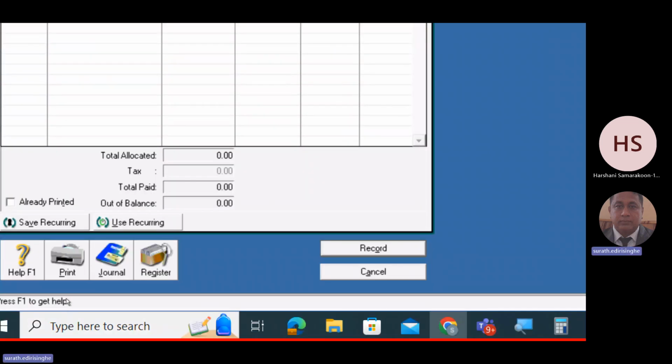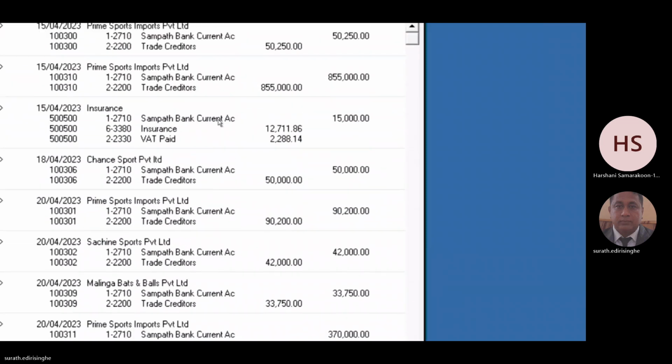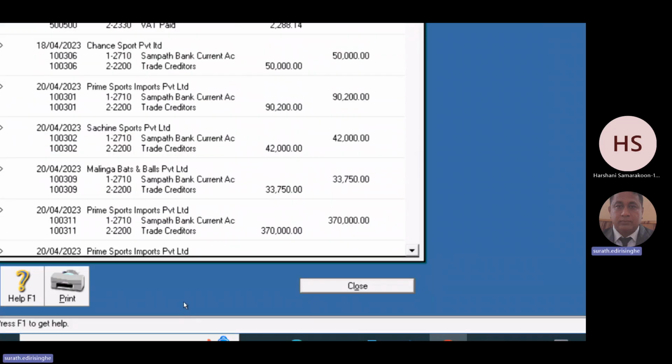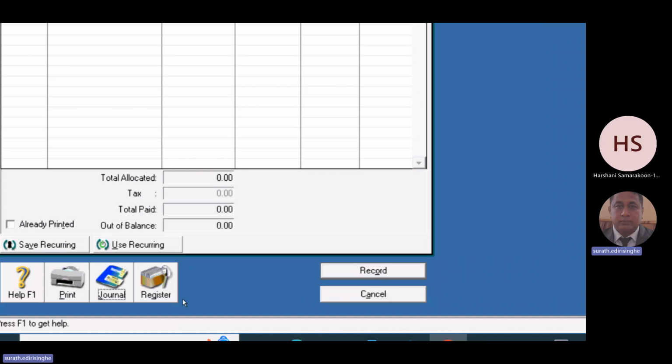Look at your journal entry. 15,000 credited from my bank account, correct? Debited only 12,000 to my insurance account. The VAT is debited to my VAT paid account. When you go to your P&L, this transaction is updated. Student, what is the advantage and purpose of recording this transaction as a recurrent transaction?